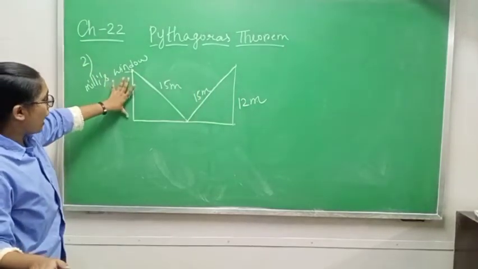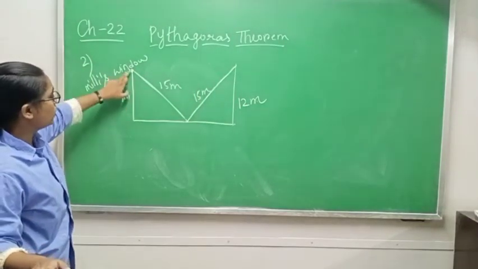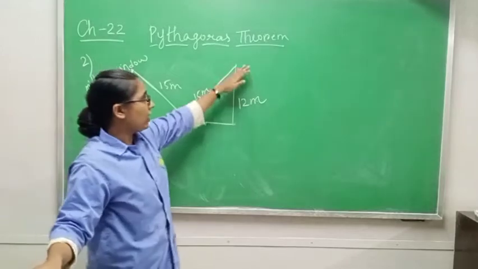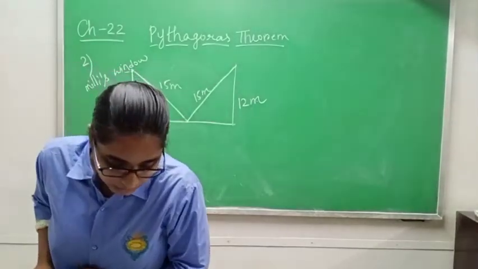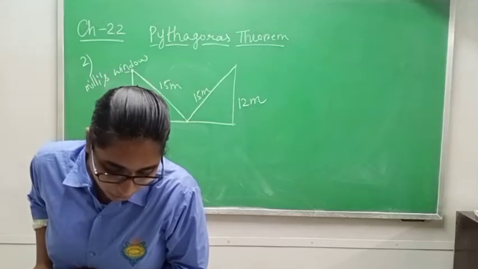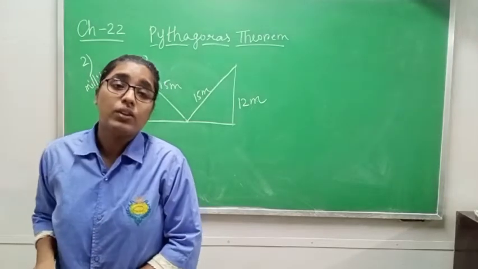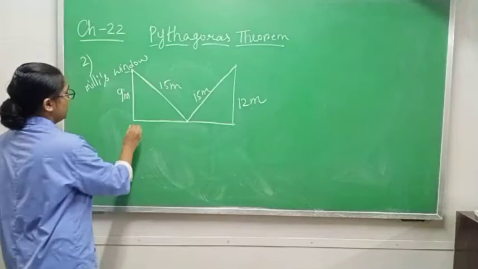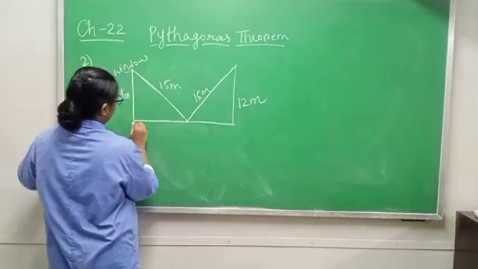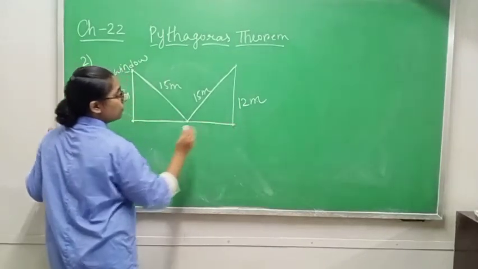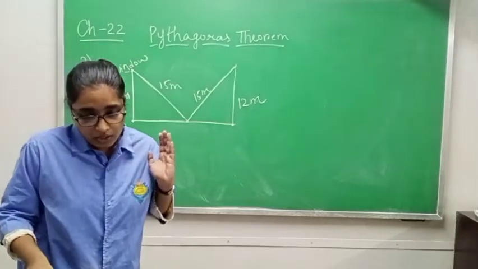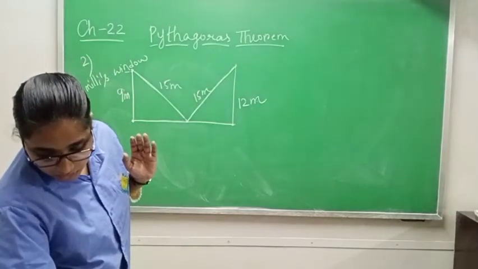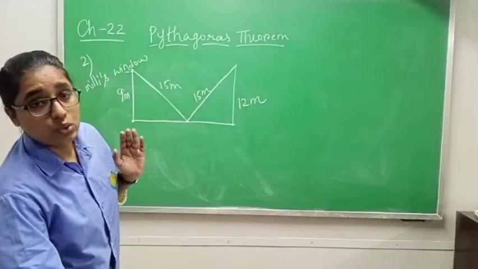Millie's house height is 9 meter, means her window is at 9 meter and our window is at 12 meter. Okay. Then let us determine the breadth of that road in our locality. It means they are asking this one, from here to here. Why? Because they are asking us to calculate the breadth of that road in our locality.